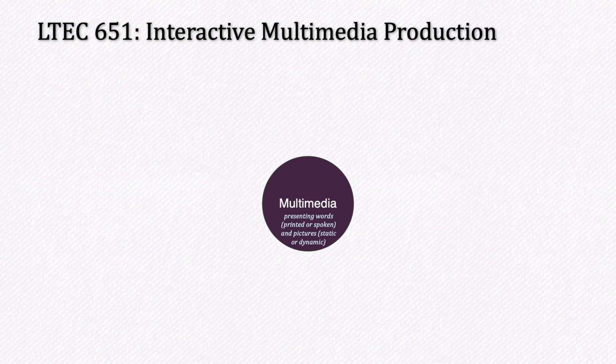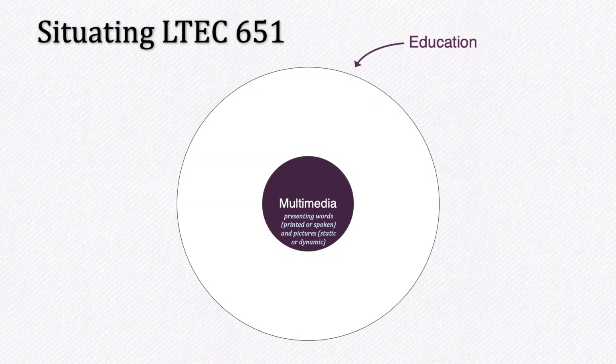Now, the words can be printed or spoken, and the pictures can be anything from static graphics, such as illustrations, charts, and photos, or dynamic graphics, such as animations and videos. So in this class, when we're talking about multimedia, we're talking about some combination of words and pictures being presented more or less at the same time. Importantly, we'll be studying multimedia in the context of a learning design and technology department that is housed in a college of education. For that reason, we're going to be thinking about multimedia from an educational point of view.